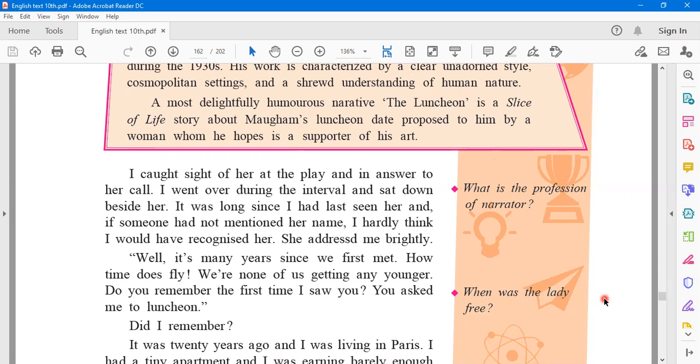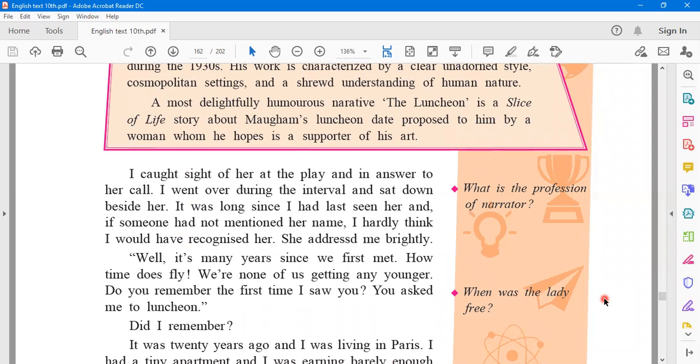Okay. So the author met her at a play and she called out to him. It was the interval time, and a long gap of 20 years had passed, and the author had almost forgotten who she was. He was not able to recollect who that lady was. But someone mentioned her name, and that's how he recognized her. Well, it's many years since we first met. How time does fly. We are none of us getting any younger. So it is 20 years now, and we were younger when we met.